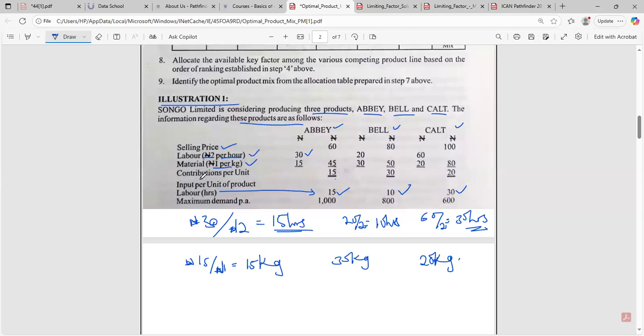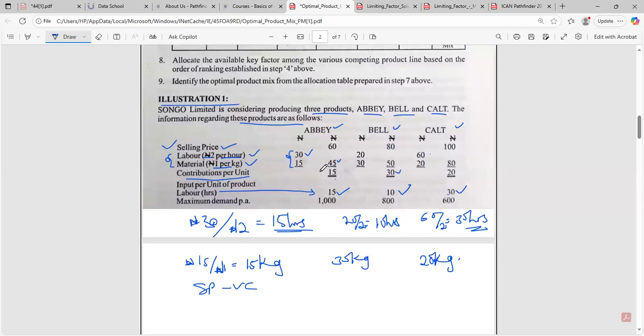All right. So the next thing is contribution per unit. That was what was given to us in the question. If I add these two, 30 plus 15, that gives me 45. Remember that contribution simply means selling price minus variable costs. So this is our selling price. Labor and material are variable costs. So 60 minus 45 gives us our contribution per unit, which is 15. Does that make sense now? 20 plus 30 is 50. 80 minus 50 is 30. 60 plus 20 is 80. 100 minus 80 is 20. That's our contribution per unit.